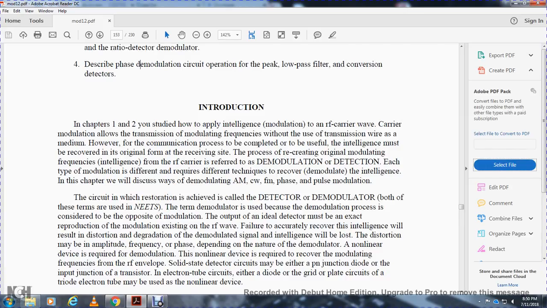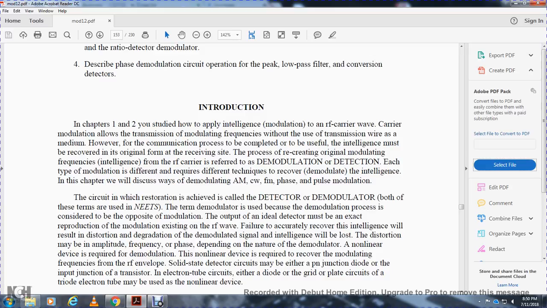In this chapter, we will discuss the demodulation of continuous wave, amplitude modulation, frequency modulation, phase modulation, and pulse modulation. The terms detector and demodulator are both used. The output of the ideal detector must be an exact reproduction of the original modulating signal. Failure to accurately recover the intelligence from the radio frequency wave will result in distortion and degradation of the demodulated signal, where the intelligence will be lost or distorted in amplitude or frequency, depending on the nature of the demodulator.